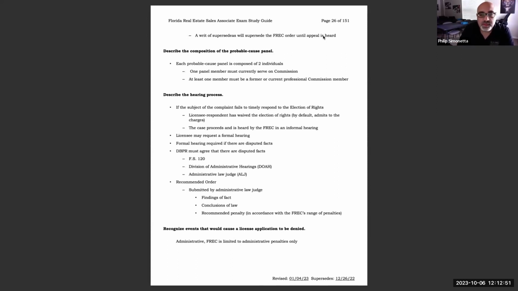All right. So let's describe the composition of the probable cause panel, which we talked about. Okay. Each probable cause panel is comprised of two people, like we said. One member must serve on a commission. One member must be current or former commission member.